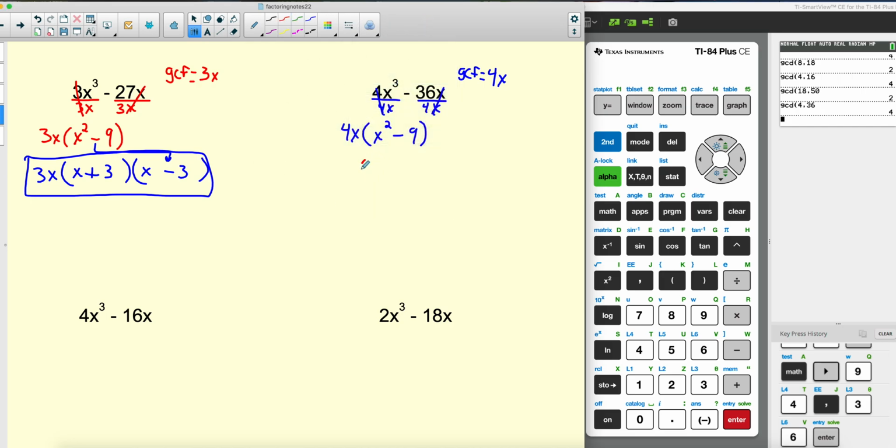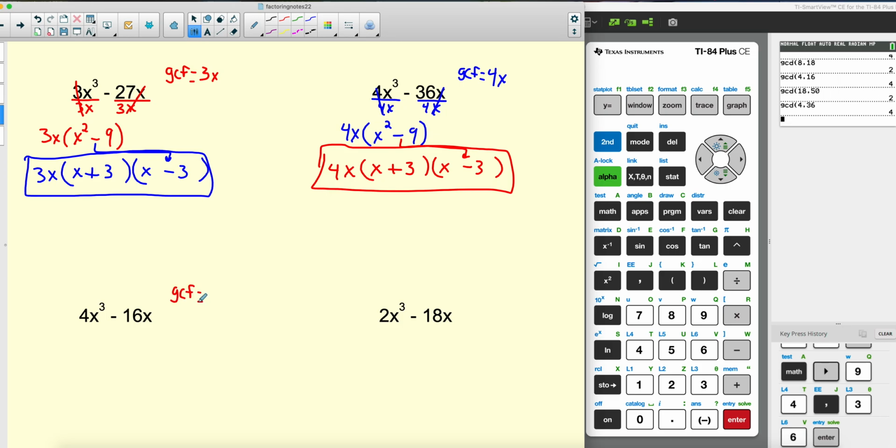2 sets of parentheses. As always. Minus sign to the right, as always with perfect squares. First sign's a plus with perfect squares. Perfect squares, signs are always different. Square root of x squared is always x. The square root of 9 is always 3. And of course, the GCF of 4x comes down. 4x times x plus 3 times x minus 3. Boom. Next, greatest common factor.